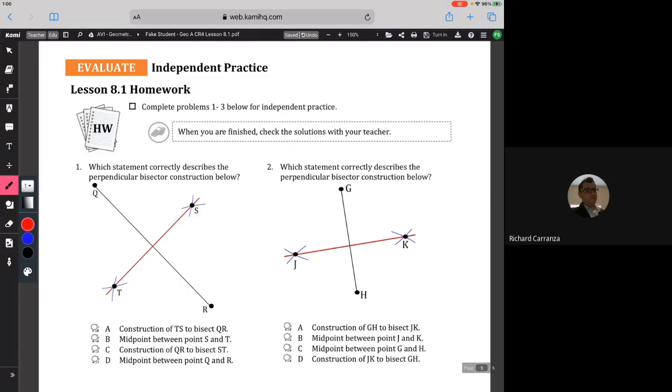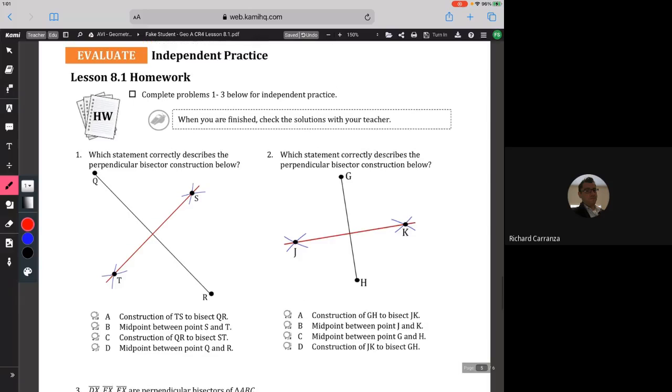So that's it for the lesson. It's just that one thing for that triangle. These lessons are pretty small. So independent work, lesson 8.1.